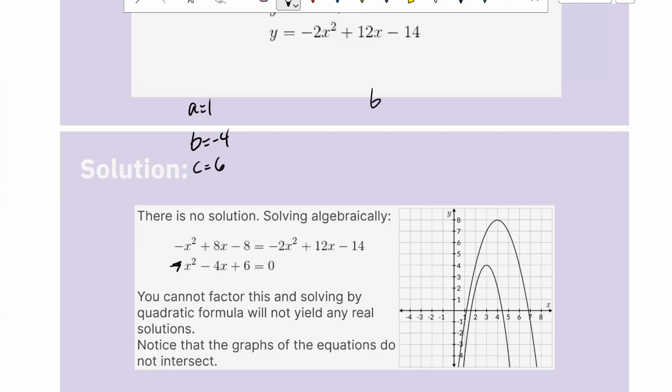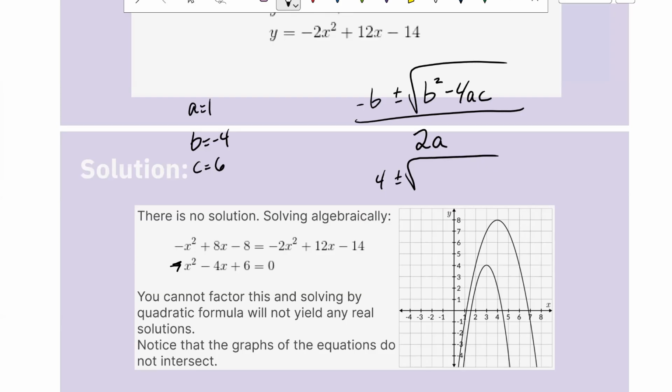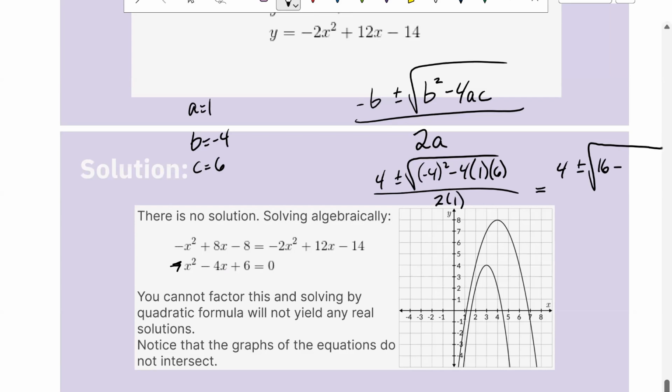So the quadratic formula says minus B plus or minus the square root of B squared minus 4AC, all divided by 2A. So minus b is negative negative 4. So that would be positive 4, plus or minus the square root of b squared, which is negative 4 squared, minus 4 times 1 times 6, all over 2 times 1. I'm just going to write this over here. 4 plus or minus the square root of 16 minus 24, all over 2.